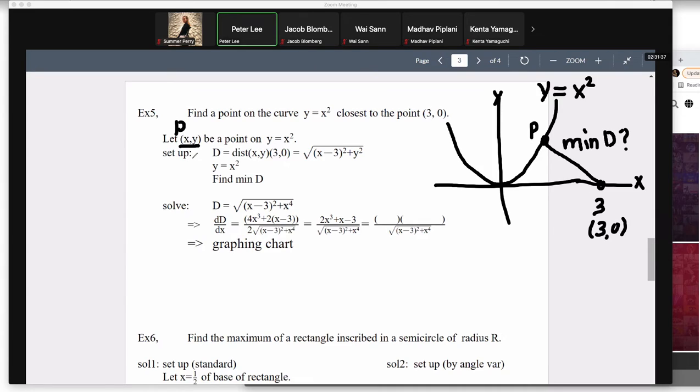So now let's get the setup. The setup is the distance between (x, y) and (3, 0). I forgot to put a parenthesis there. The distance between the point (x, y) and (3, 0) is this guy right here. Now the distance is the objective function. It says closest here, so what's the objective function? The objective function is the distance, because we want to find the closest point. Objective function is equal to the distance.